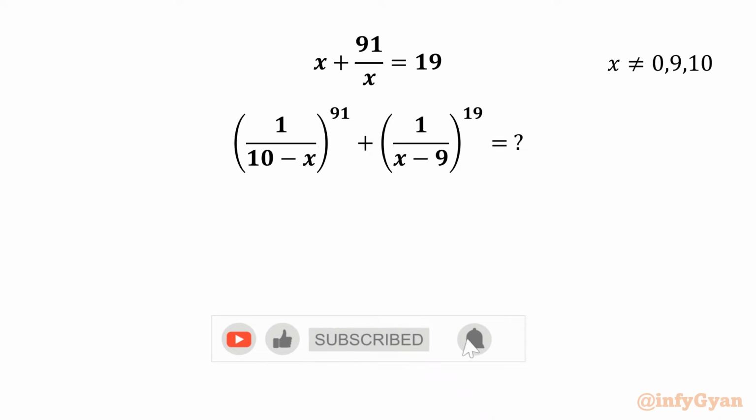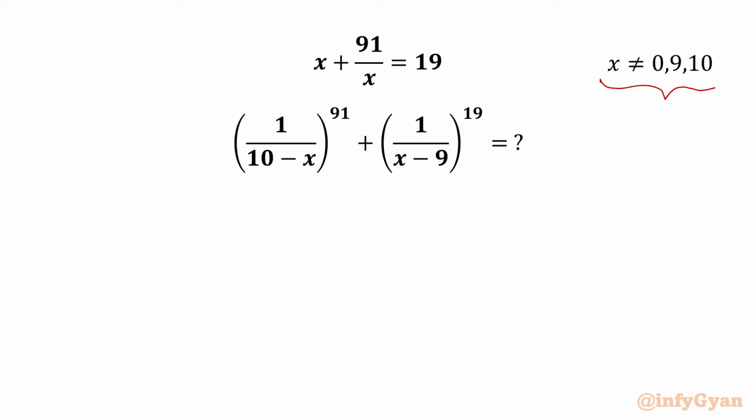In today's video, we are going to solve one very interesting question from algebra. Here we have to evaluate (1/(10 − x))^91 + (1/(x − 9))^19, given that x + 91/x is 19. Here x cannot be 0, cannot be 9, cannot be 10. So let's get started by writing here the required expression equal to E first.